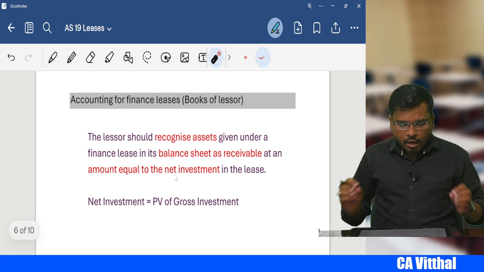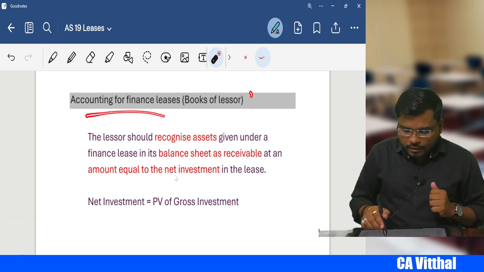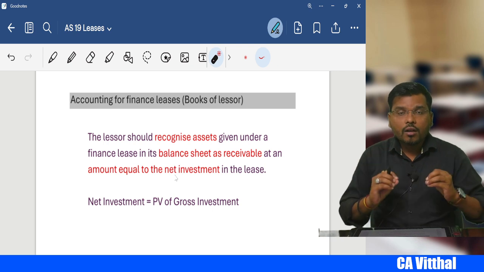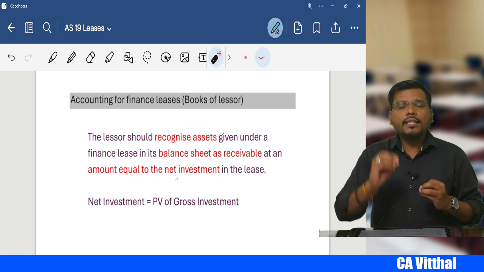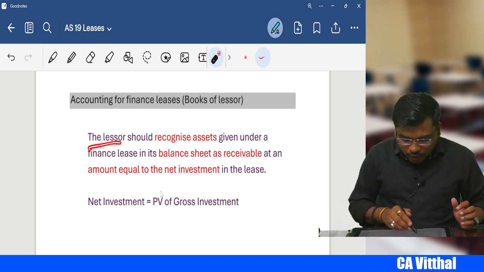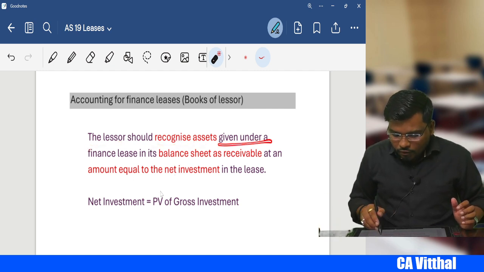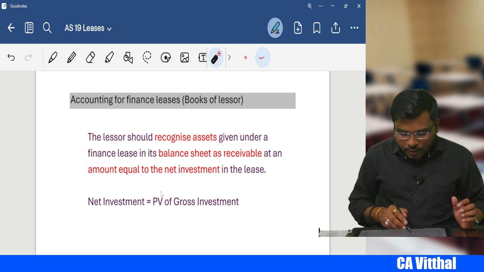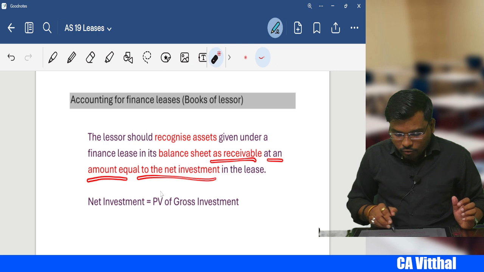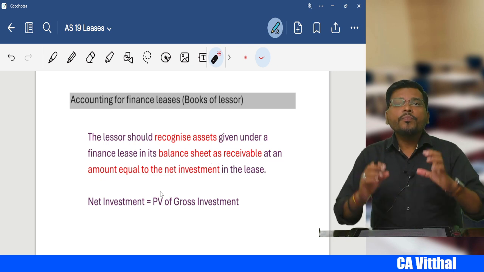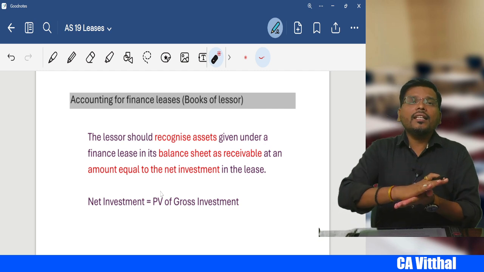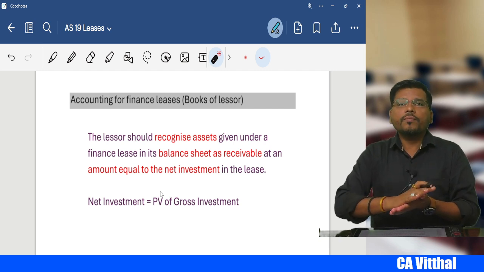Next, my dear student, accounting for finance lease in the books of lessor. What entry will the lessor pass? How will the lessor record the finance lease in his books of accounts? The lessor should recognize the asset given under the finance lease in its balance sheet as a receivable at the amount equivalent to net investment. The lessor should record the asset at net investment on the asset side of the balance sheet.